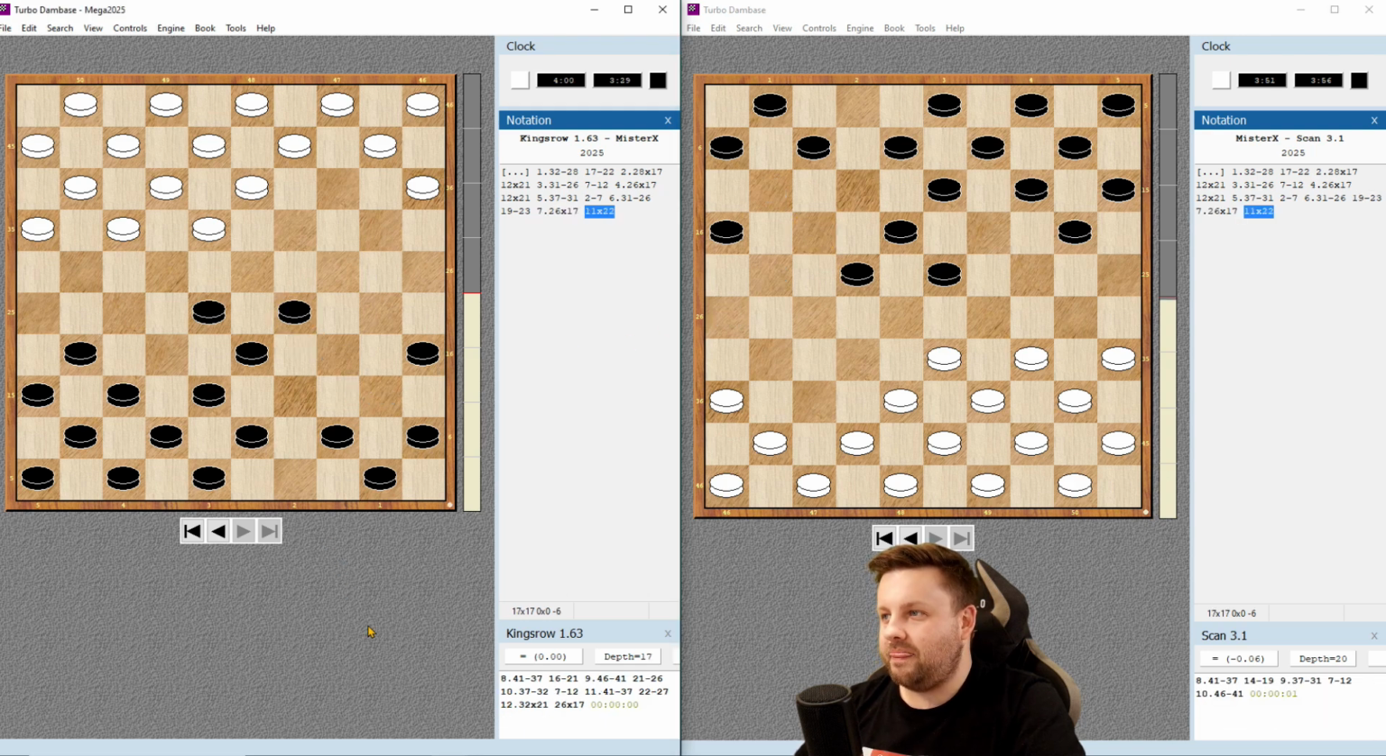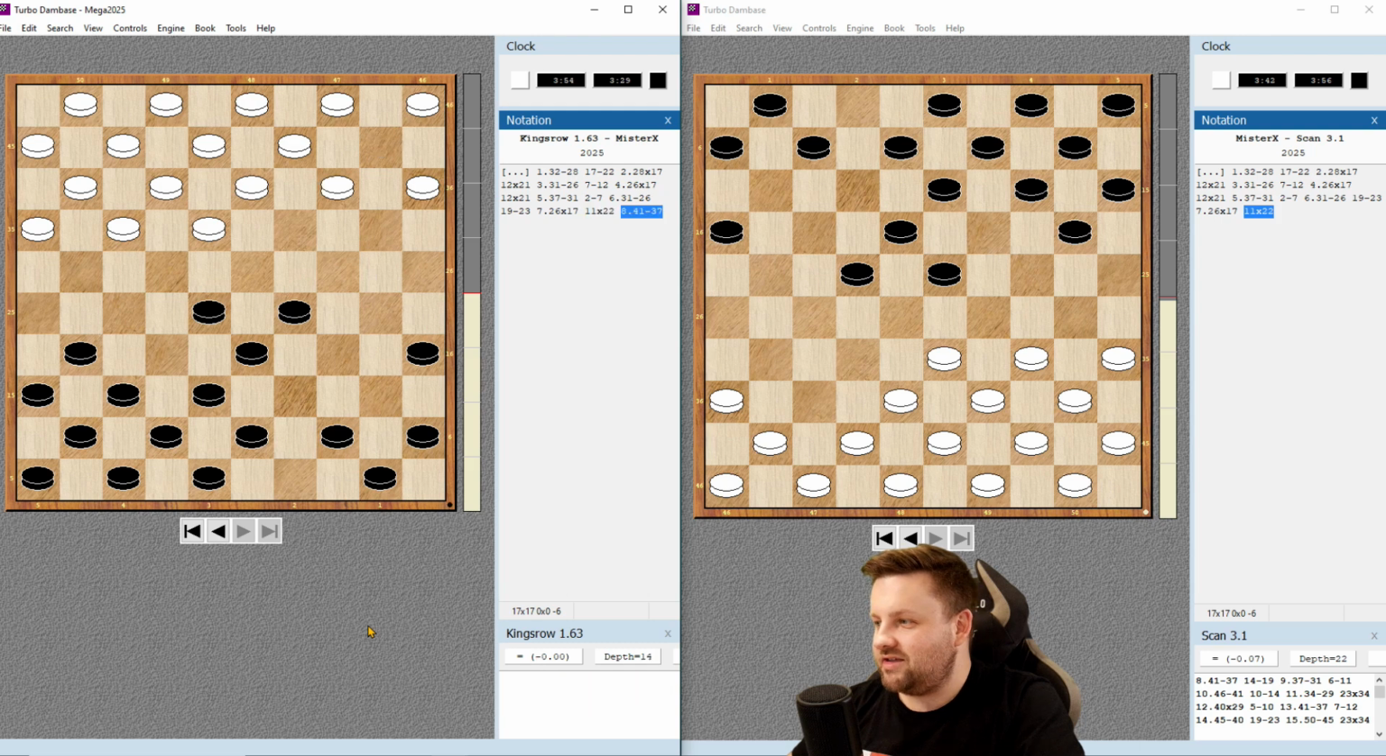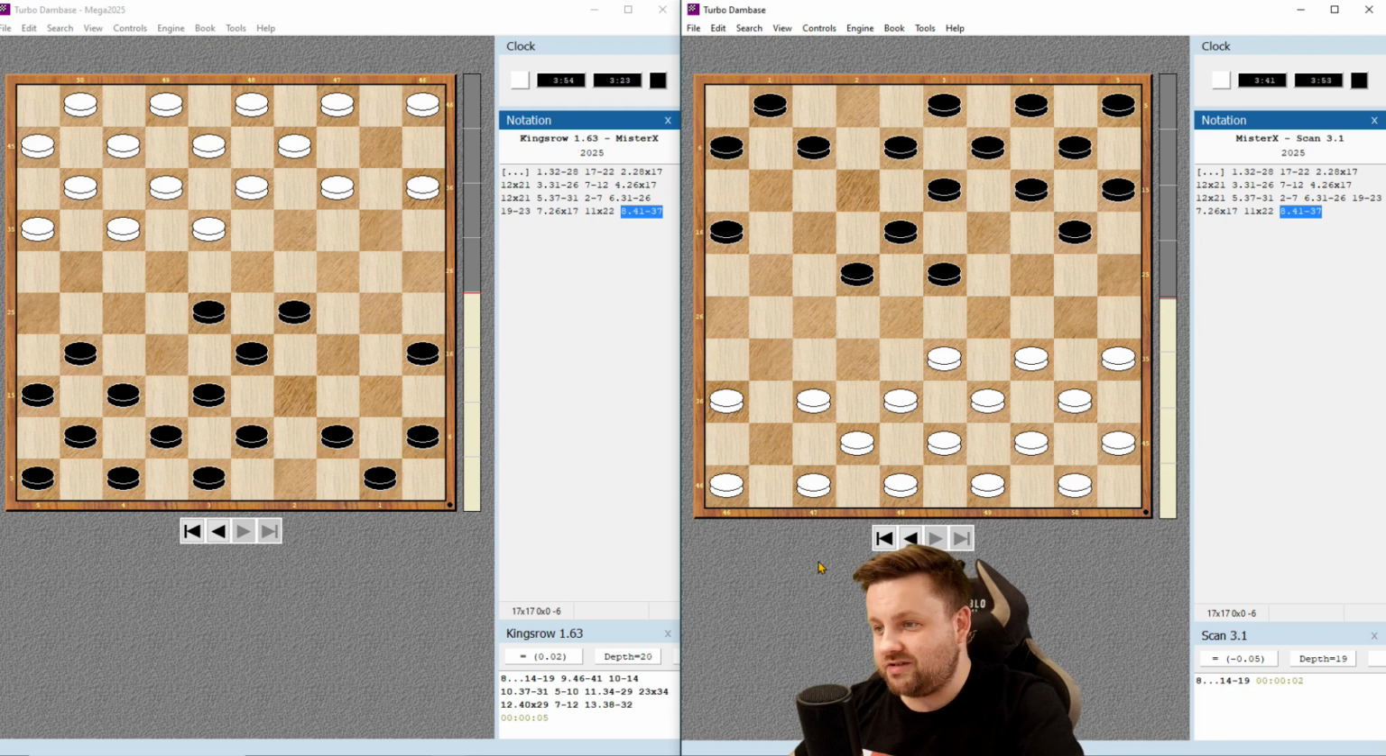19-23, so I did not expect actually that to happen in this position. Scan thinks it has an advantage right now, 0.07. Of course, it's not much, but Scan thinks so. Meanwhile, KingsRow thinks it has a small advantage, 0.02.